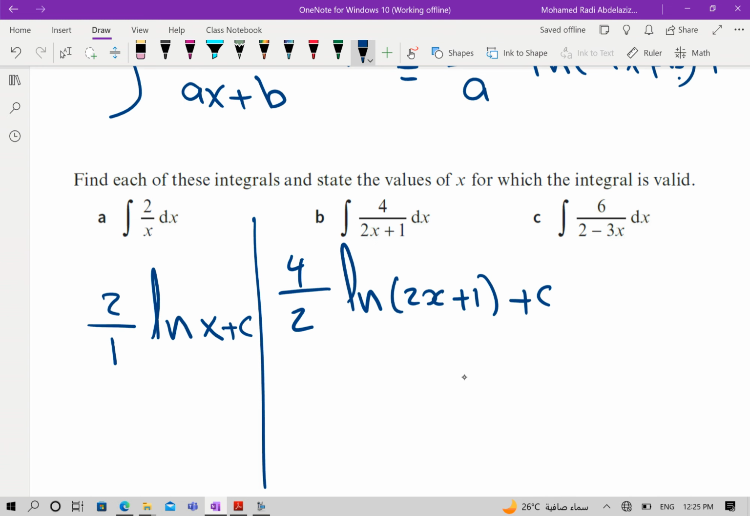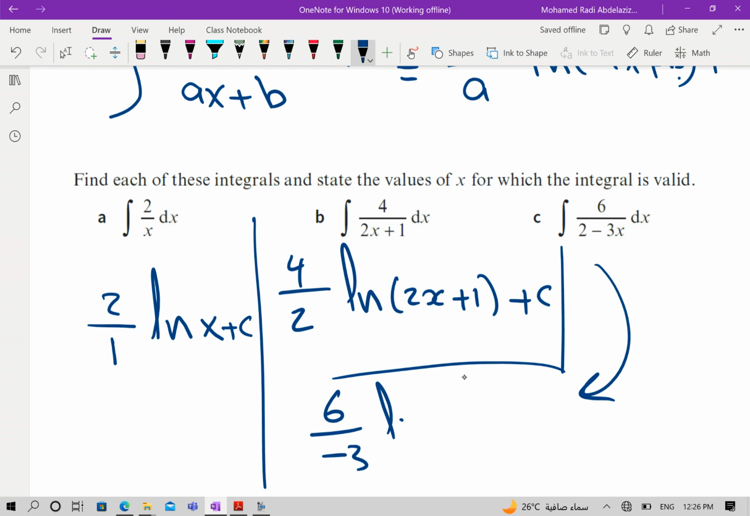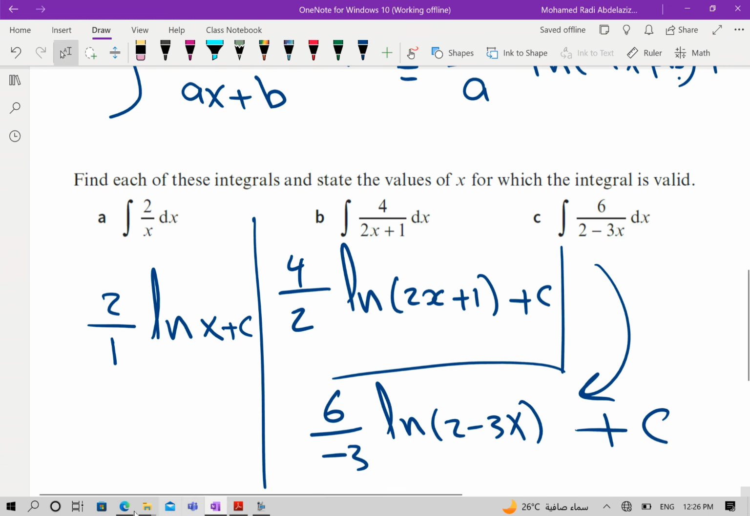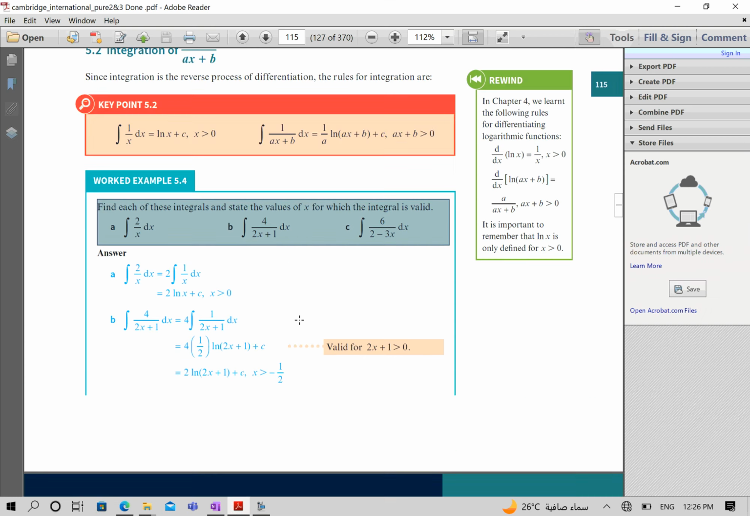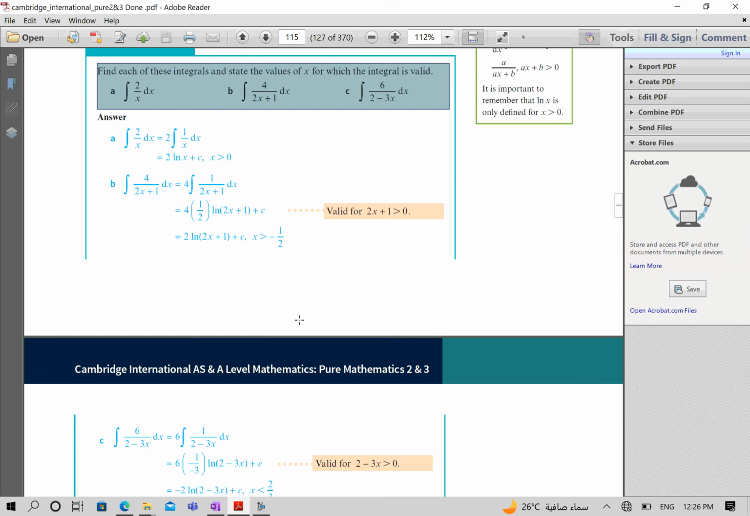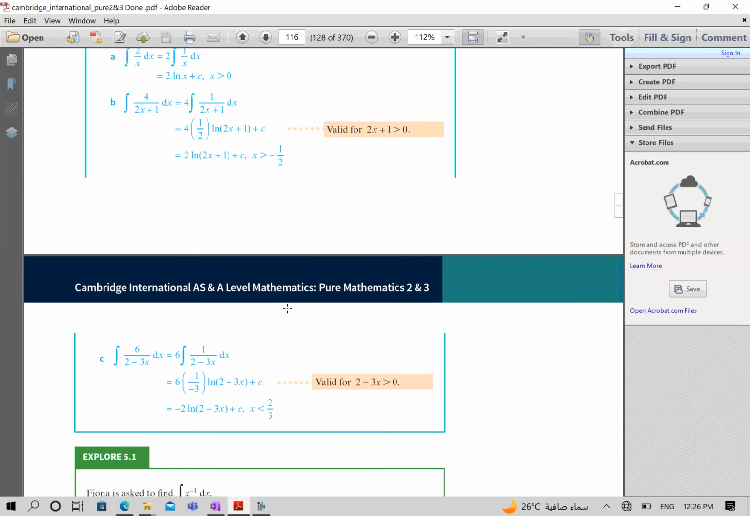Part C. 6 divided by the coefficient of x, which is -3, then ln 2 minus 3x, then plus c. Don't ask me if it is squared. Inshallah, we'll study this later.